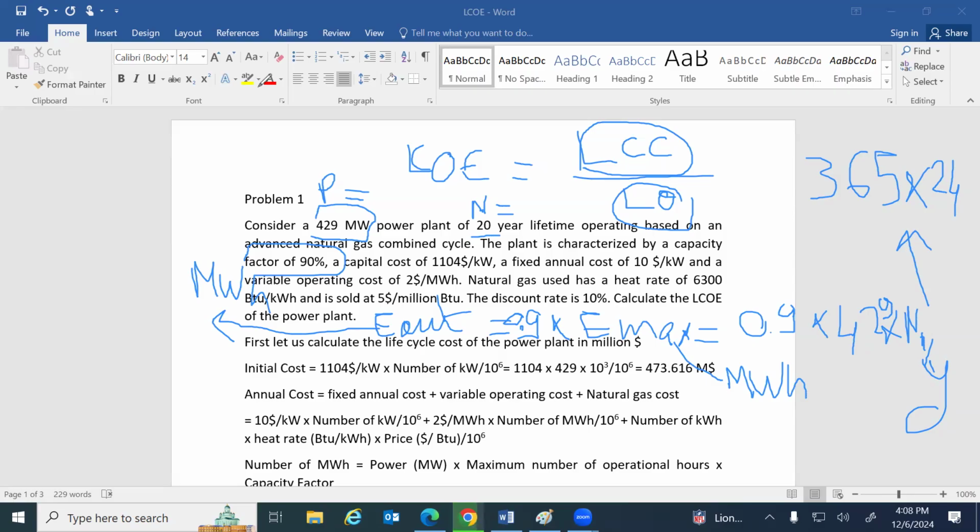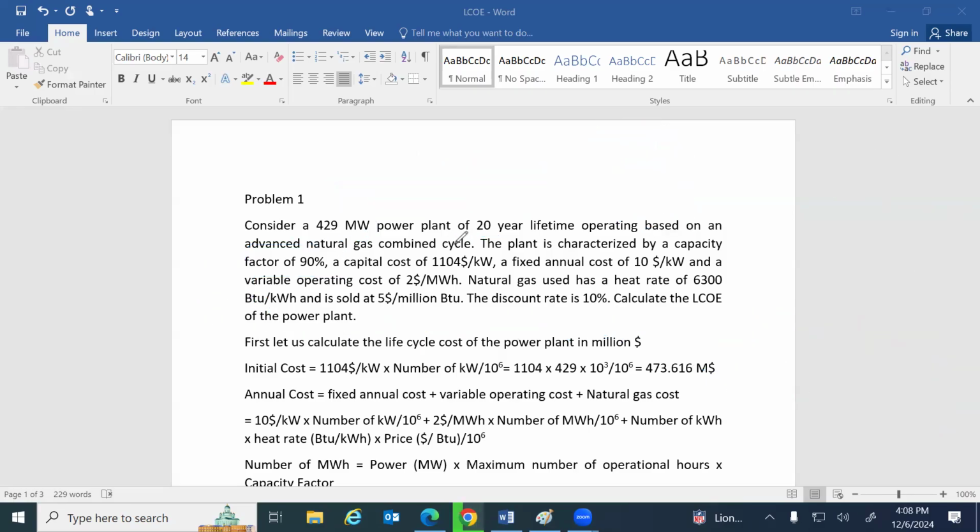Now, they gave us a capital cost of $1,104 per kilowatt, a fixed annual cost of $10 per kilowatt, and a variable operating cost of $2 per megawatt hour. In addition to these costs, we need natural gas. So we need to know how much we are consuming.